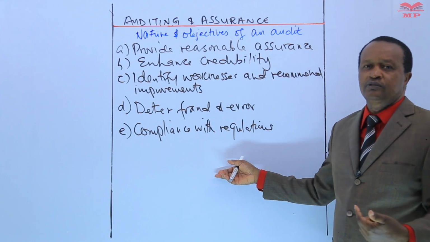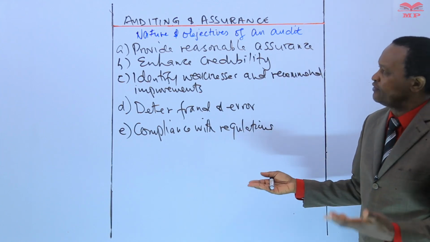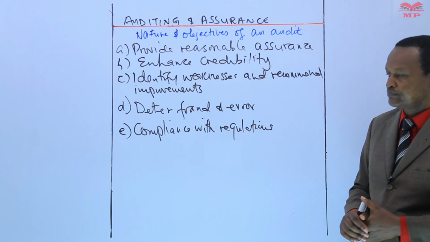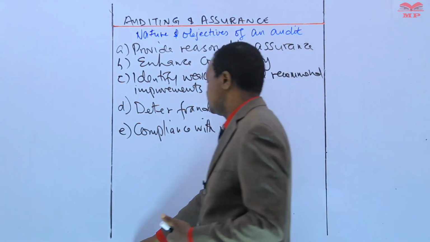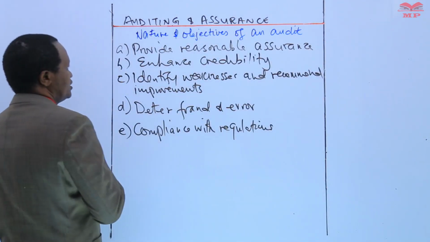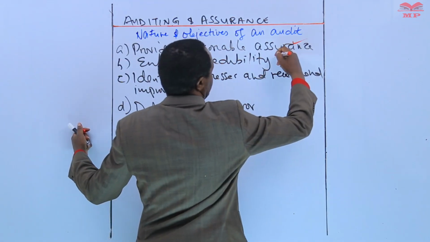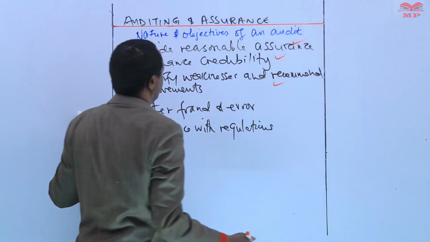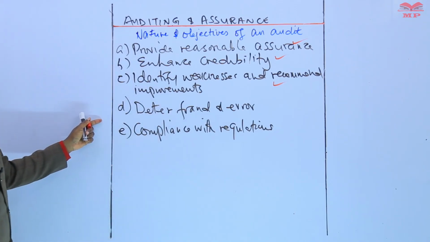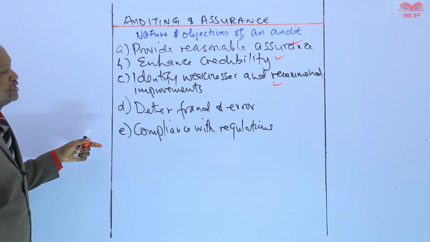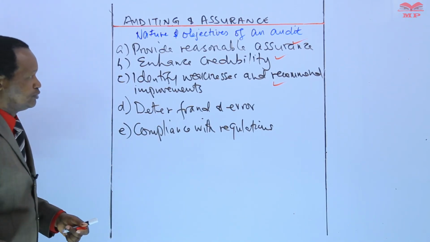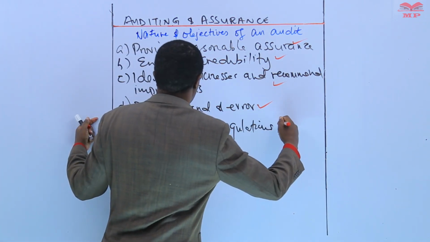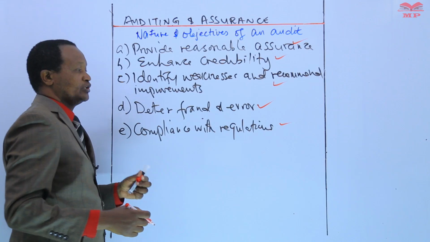You understand? So these are the five objectives of an audit. One, provides reasonable assurance. Two, enhances credibility. Three, can help identify weaknesses in the internal control system and recommend improvements. Four, can deter fraud and error, then five, compliance with regulations.